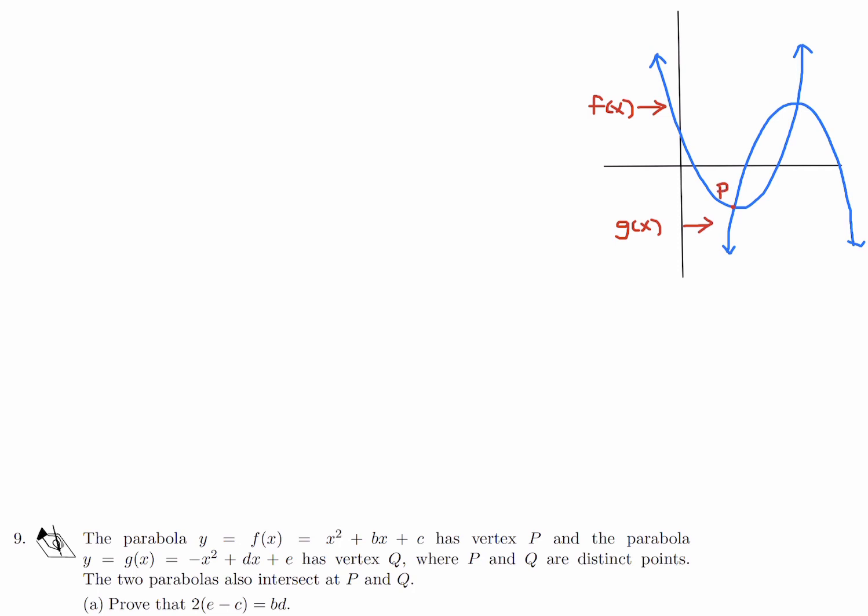And the vertex of the second one is equal to Q in terms of their notation. And they also tell me that the two parabolas intersect at those very same points, P and Q. So that's just a rough sketch, just to kind of illustrate what's going on here. Now our task is to prove this right here, 2 times E minus C is equal to BD.